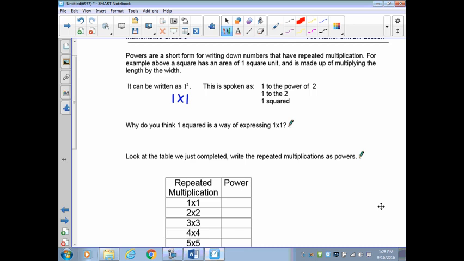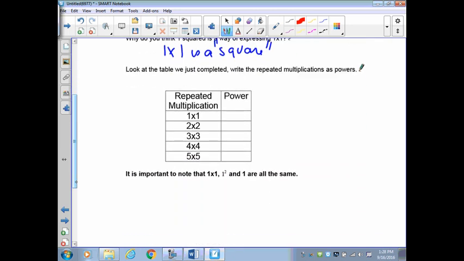Well, 1 by 1 creates a square. It is a square. So that's where the word square comes from. So when you say 1 squared, it means take a 1 unit edge length and apply it to a square and find the area. So some repeated powers here to help you out. 1 times 1 would be 1 to the power of 2. 2 by 2 would be 2 to the power of 2. 3 to the power of 2, 4 to the power of 2, and 5 to the power of 2. It's important that you know that 1 times 1 is 1 squared, and that these are all the same. This is just a way of writing the same thing in a different format.